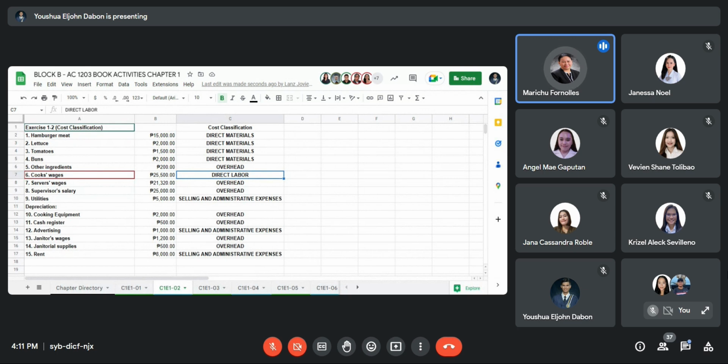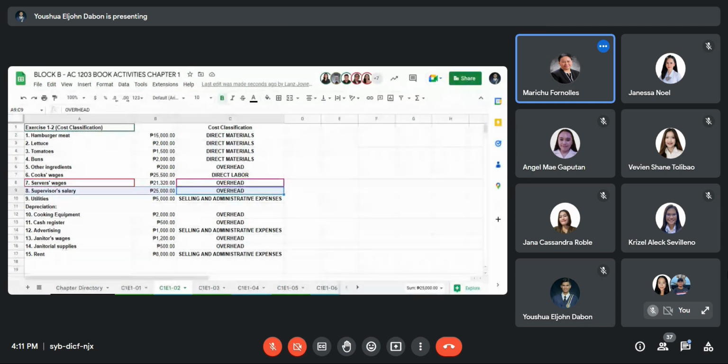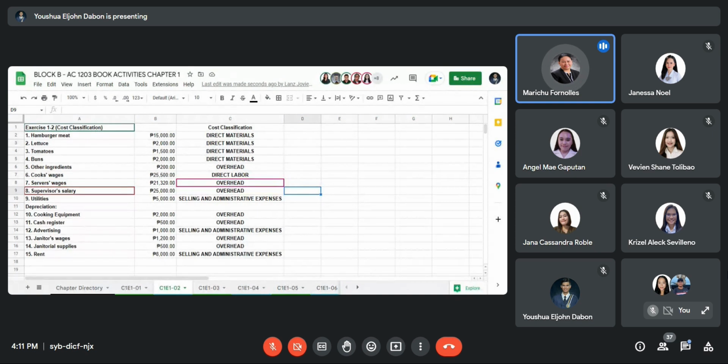While in number 7, you consider the supervisor's salary as overhead cost, because that is an indirect labor cost. Because the work of the supervisor is not directly traced to the finished product. It's a common cost incurred regardless of whether the product is considered the main product or not. Number 8, you answered overhead.